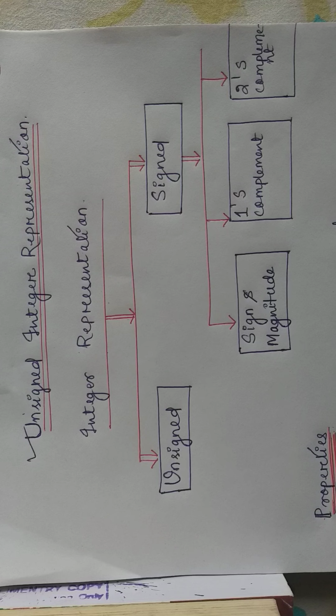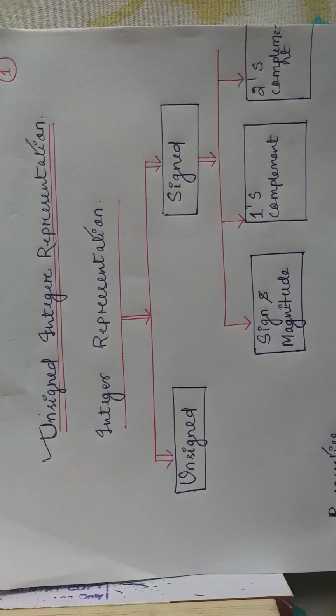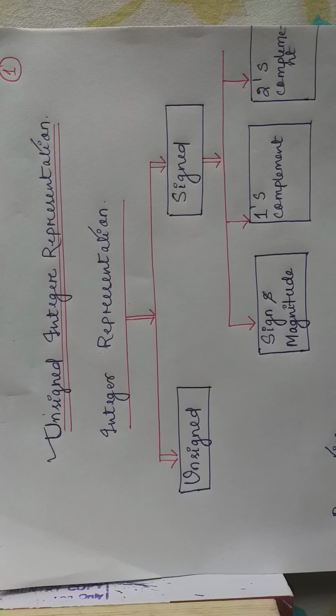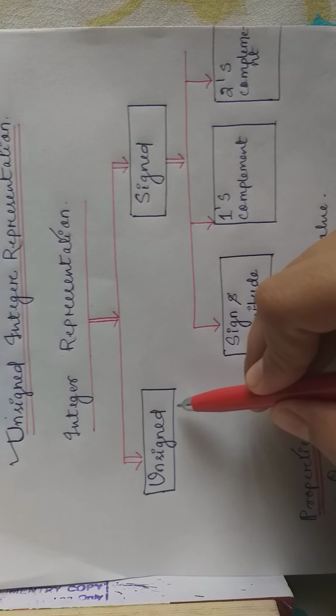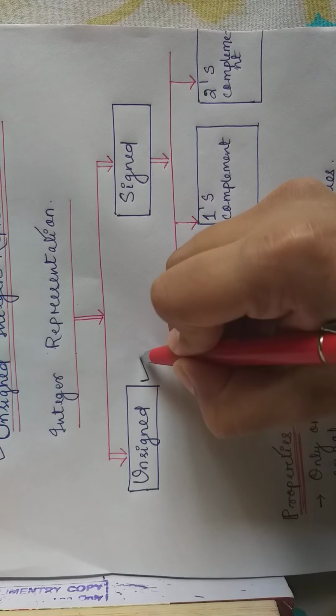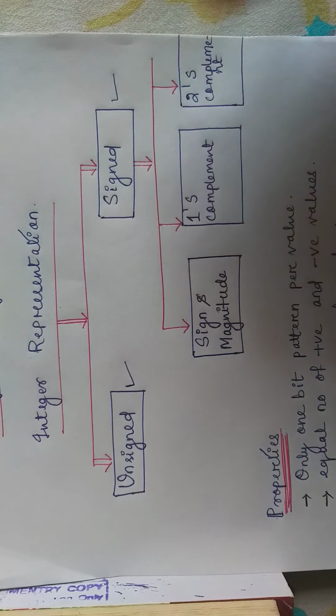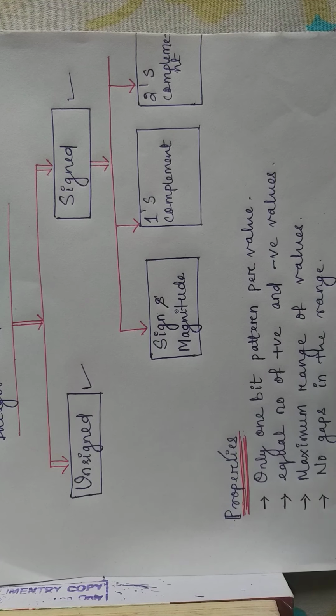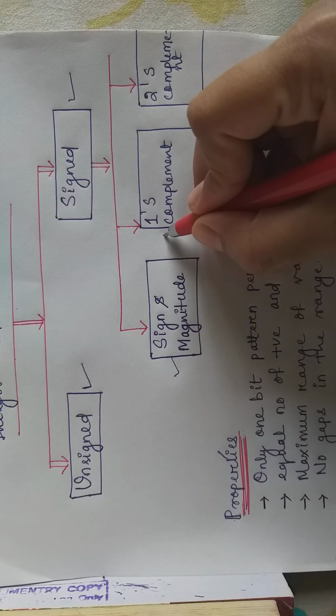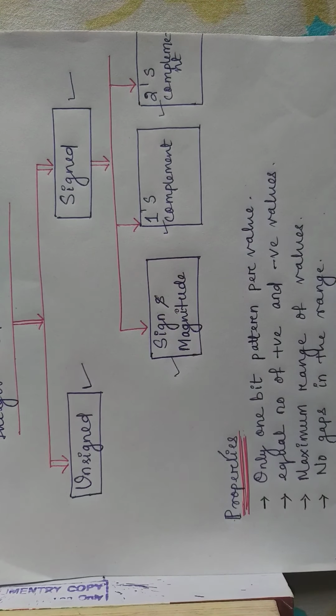This is Rajeshwari Mishra presenting a new topic of COAD, that is signed and unsigned integer. Before going to the unsigned integer representation, we should know that integer representation is divided into two types. First is unsigned integer, second is signed integer. Signed integer is categorized into three types: sign and magnitude, ones complement and twos complement.